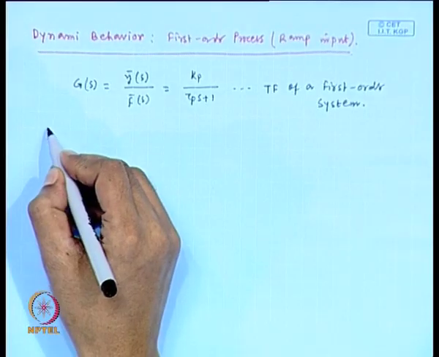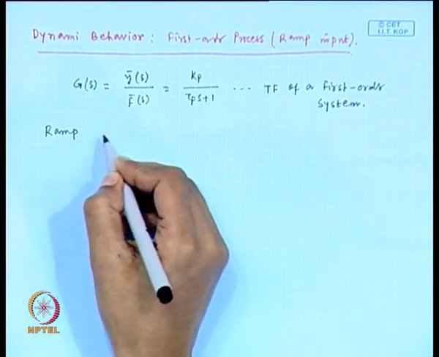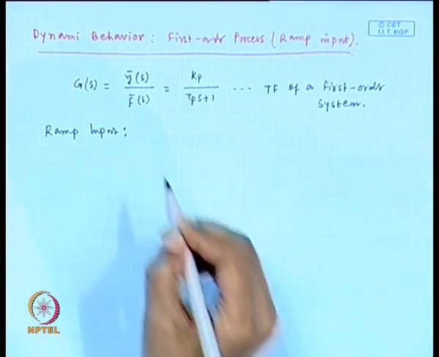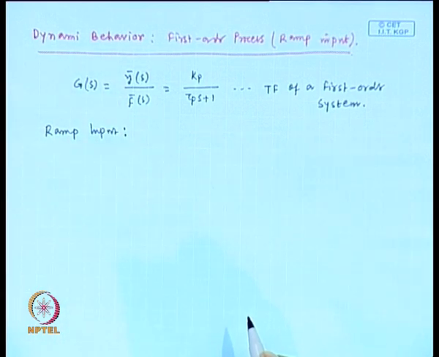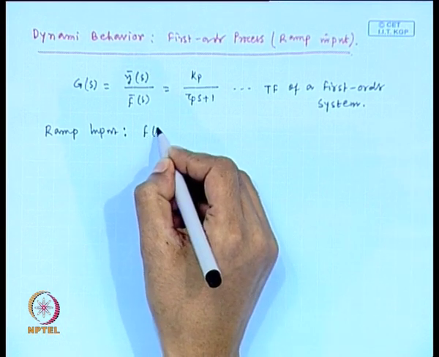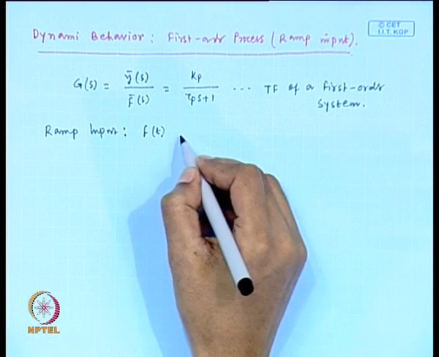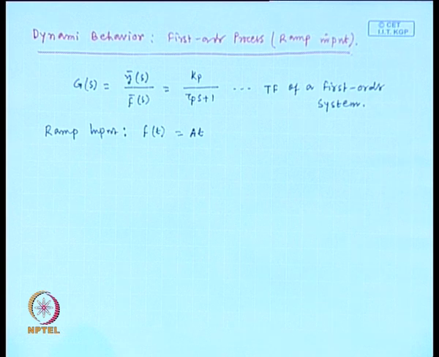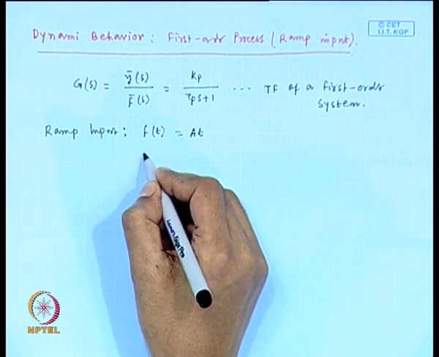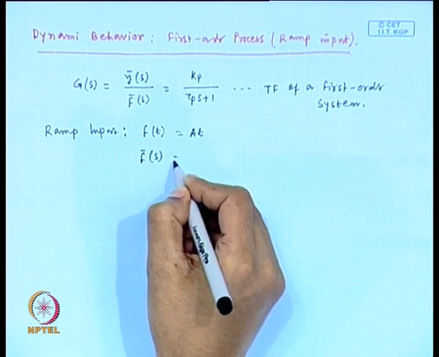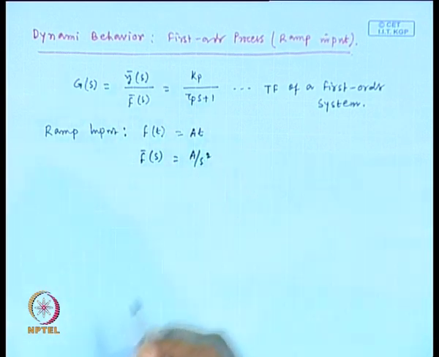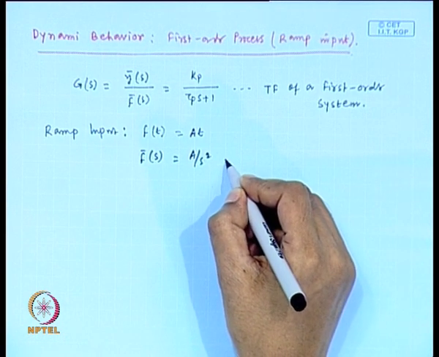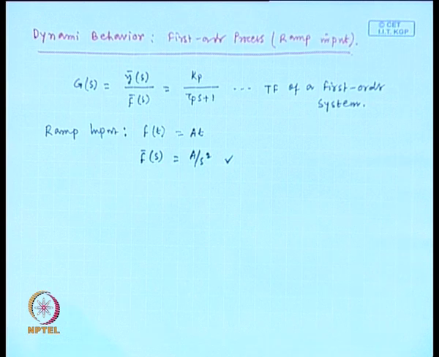Now, here we will consider a ramp input. So, f is the forcing function, f is the input to this process. We will consider here f of t equal to a t, and this is the ramp function. Now, in Laplace domain, in s domain, we can write this as a by s square. This is the form of the ramp function in s domain.